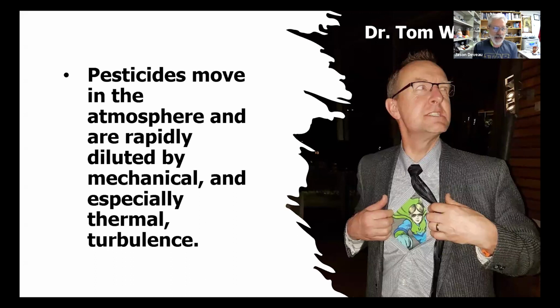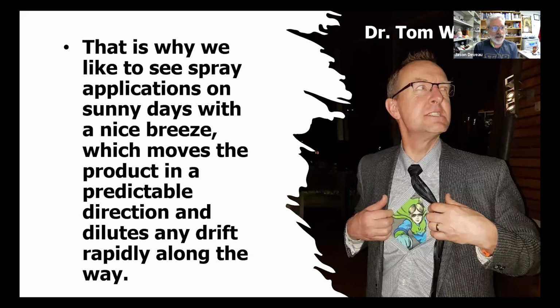Pesticides move in the atmosphere, but they're rapidly diluted by mechanical and thermal turbulence. A little light wind, a little convection on a sunny day. That's why we've said maybe the wind isn't the villain in all this. A light wind, a light breeze, it can move a product in a predictable direction, and it dilutes it rapidly. It grounds it or sends it up.